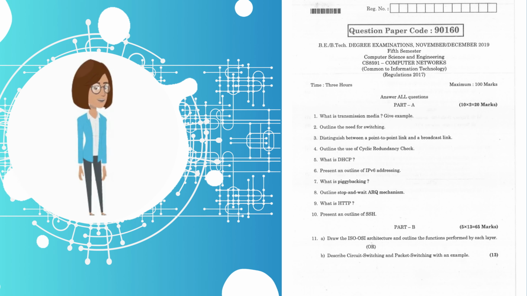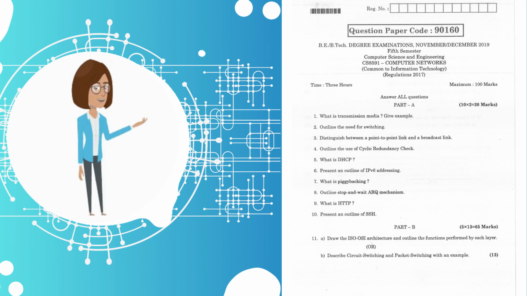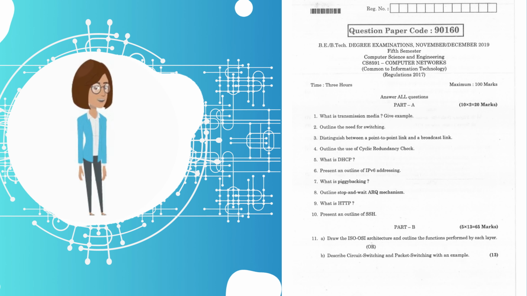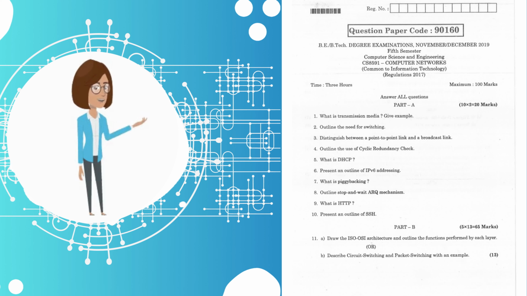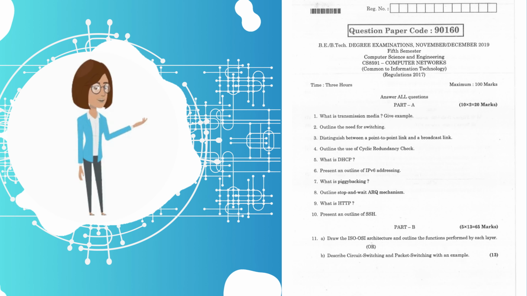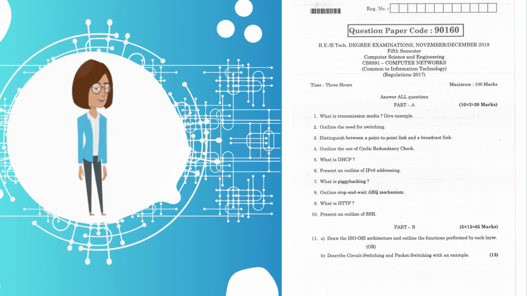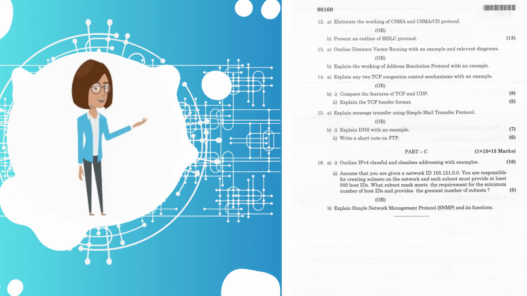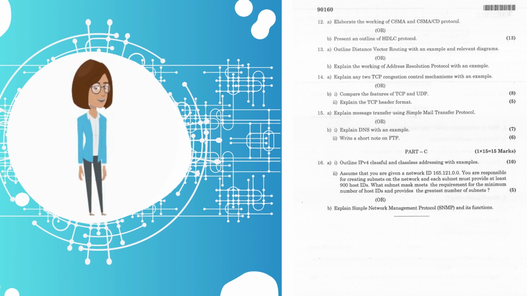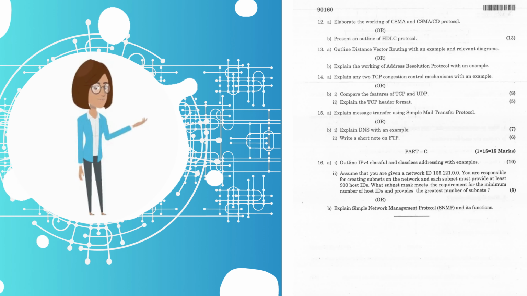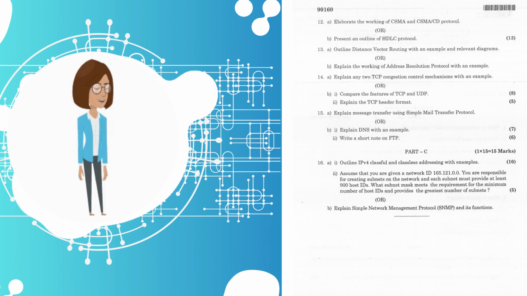Next, moving on to 13 marks. Part B. 11A. Draw the ISO OSI architecture and outline the functions performed by each layer. Or B. Describe circuit switching and packet switching with an example. 12A. Elaborate the working of CSMA and CSMA/CD protocol. Or B. Present an outline of HDLC protocol.